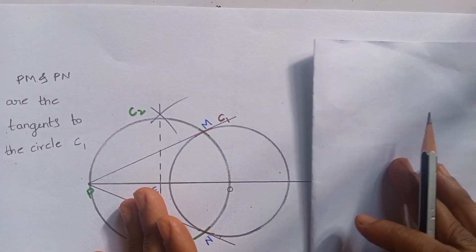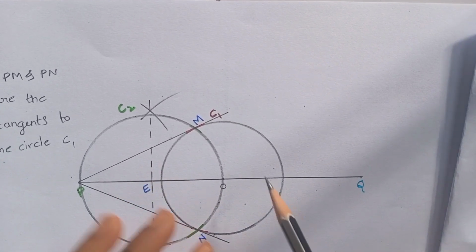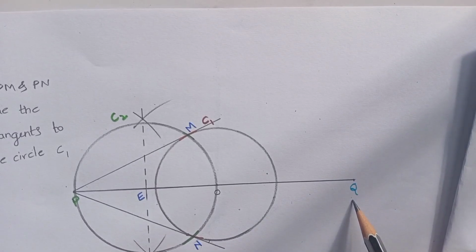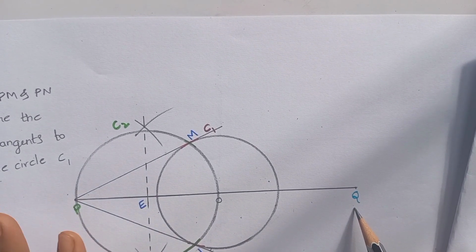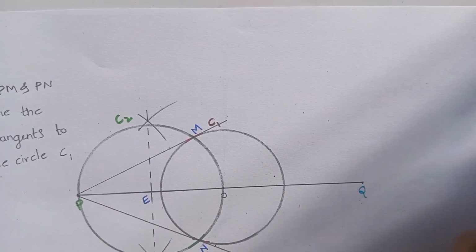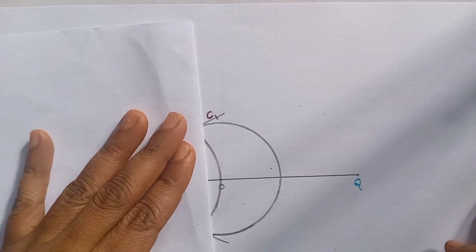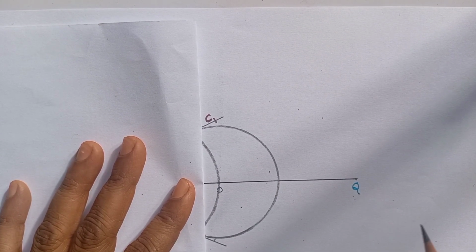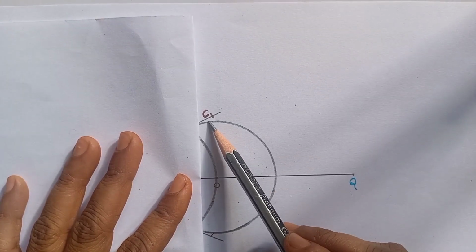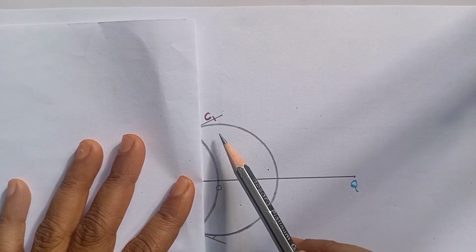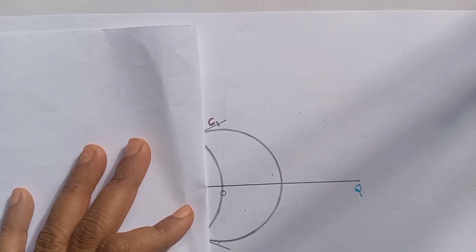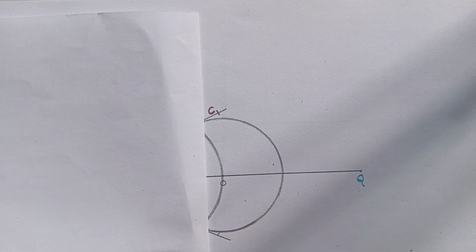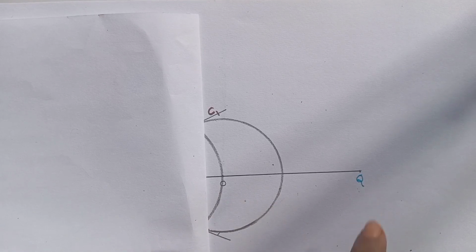Now we have to construct a tangent to the circle C1 from the point Q. So for time being, let us forget about the point P. So let me close this side. Now from the point Q, we are constructing a tangent to the circle C1. And the circle C1 is of radius 3 cm. Right? To construct a tangent from the point Q, let us bisect the line OQ.